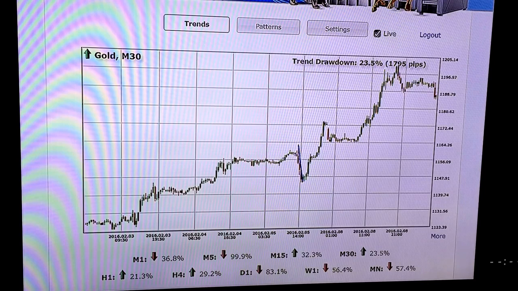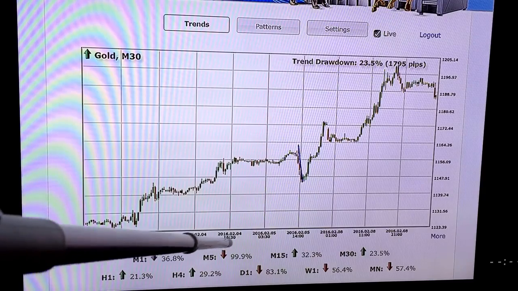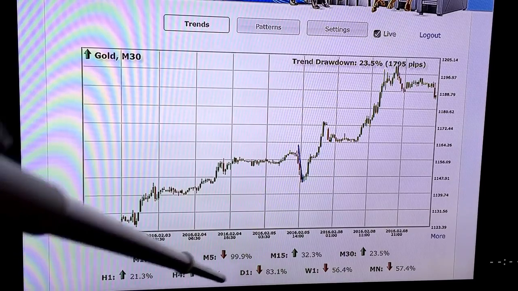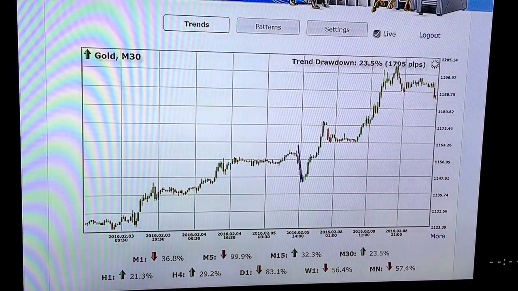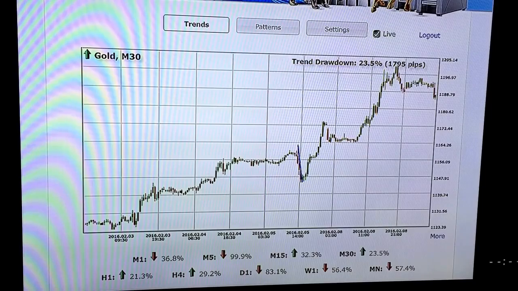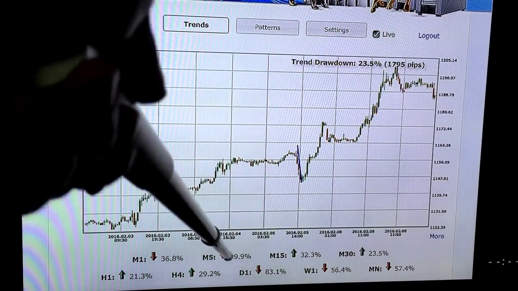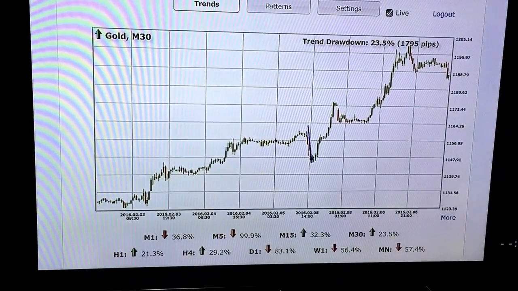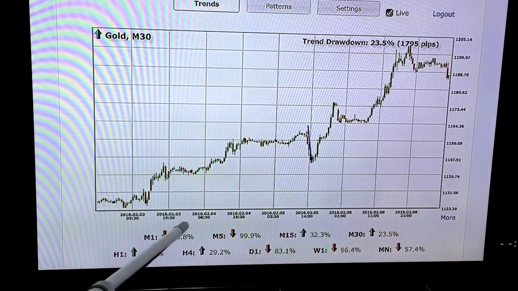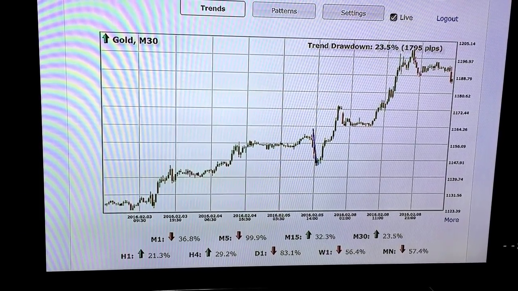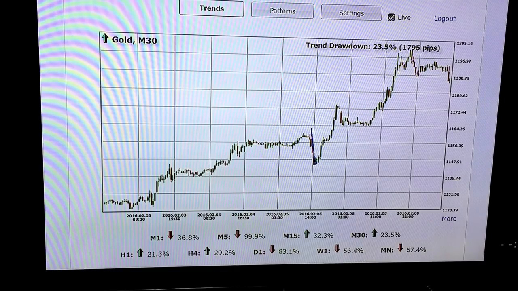Now, while I'm looking at this, 1 minute chart is down, 5 minutes is down, 15 minutes is up, 30 minutes is up, 1 hour is up, 4 hours is up, daily down, weekly down, monthly down. Now, I don't care about the daily, weekly, or monthly. All I care about is the 1 minute and 5 minute chart. I want them to start looking up. So when they start looking up, I pick up a trade for this gold. You see what that is? Very powerful chart, very powerful scanner.